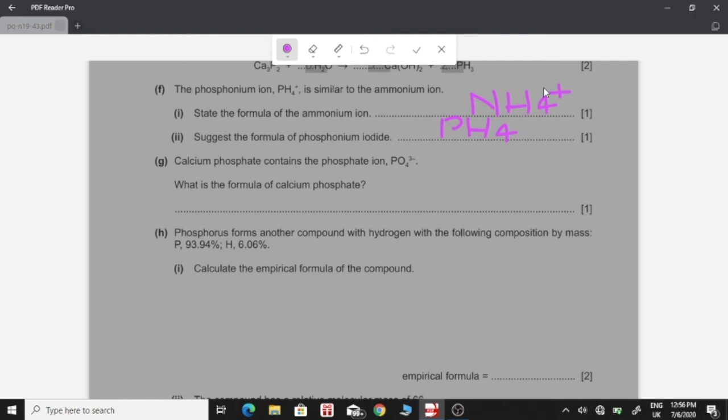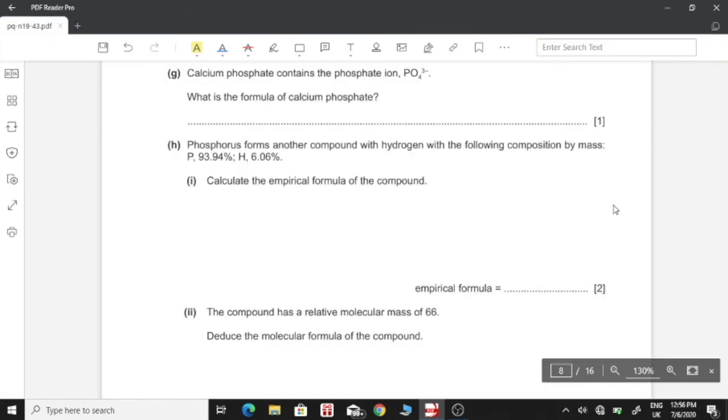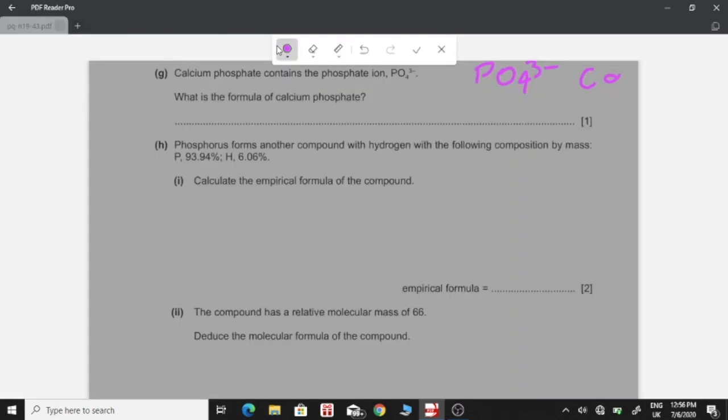Part G. Calcium phosphate contains the phosphate ion PO4 3-. What is the formula of calcium phosphate? Whenever we're supposed to be writing formulas of any compound, we follow these steps. Write both of the ions or elements of the compound which you are dealing with. In this case, we have the phosphate ion and the calcium ion.